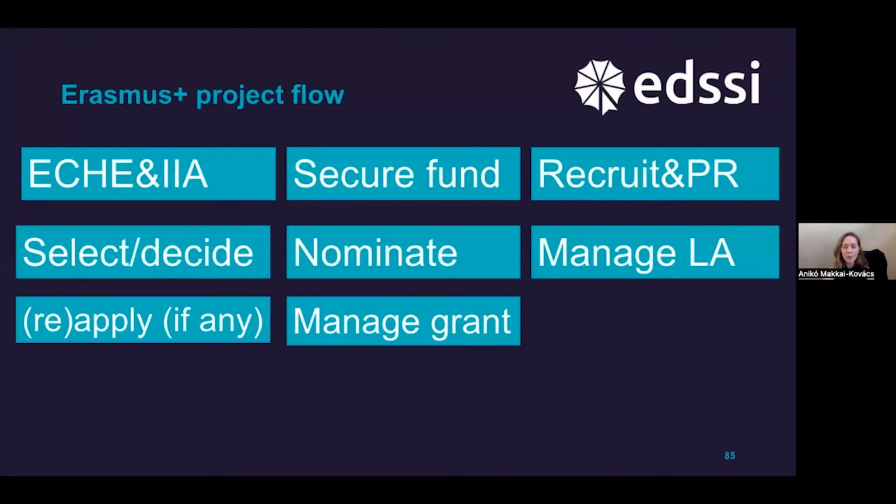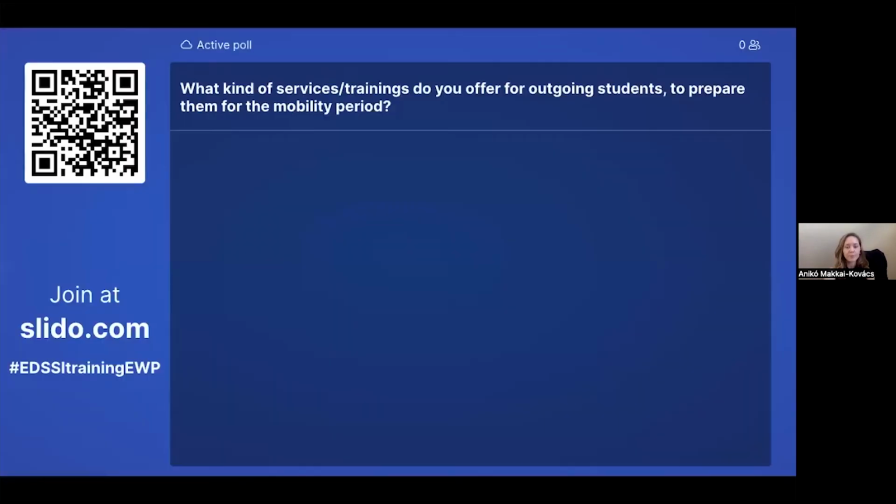So the next one is managing the grant, correct? We are very busy, especially already in this period, making sure that the students will receive their funds before they leave for mobility in August or September. The next one I'm curious about is, what kind of services or trainings do you offer your outgoing students to prepare them for the mobility period?